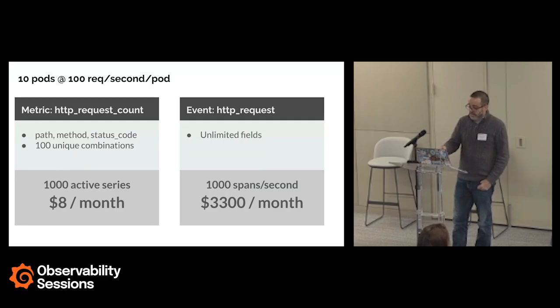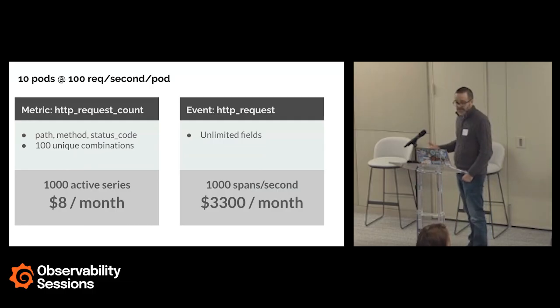On the right, we're going to represent the same thing in a wide event. This means we have effectively unlimited cardinality. We can store any data we want, but we're going to be storing every individual event with all of its data.